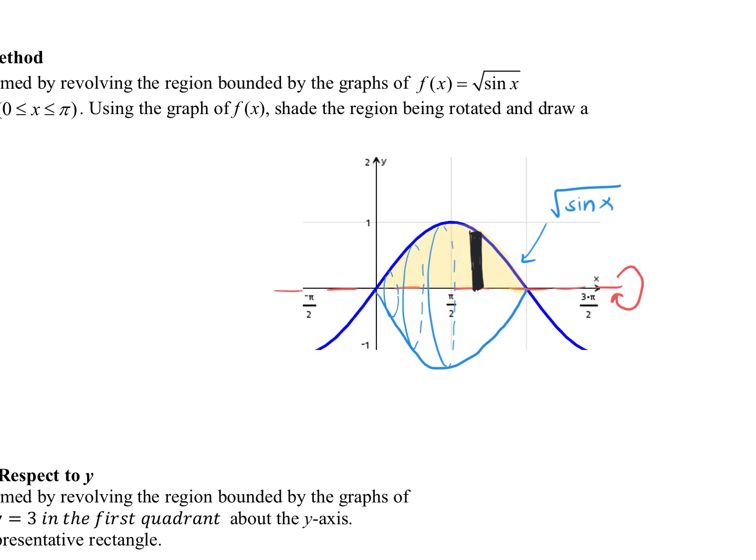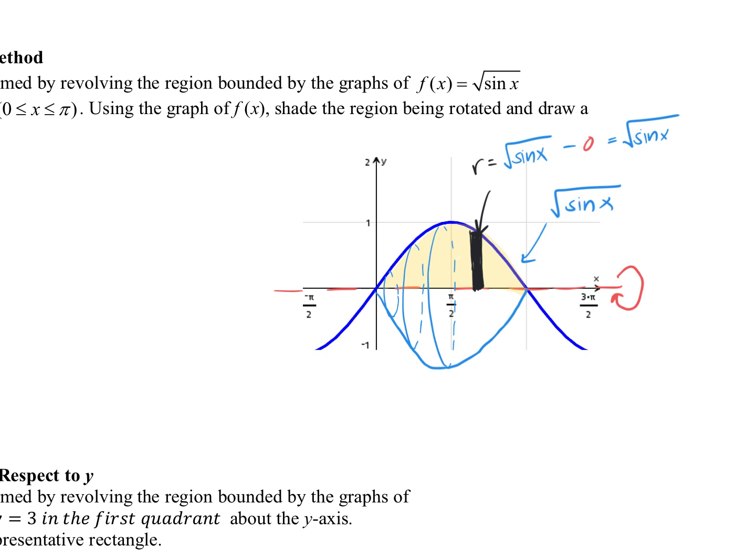And to figure out what this distance is, our radius is just our top curve minus our bottom curve. So I've got the square root of sine x minus 0, right? I'm subtracting that x-axis as my boundary, which just means that my radius is the square root of sine of x. Does that make sense? That piece right there colored in black is just the square root of sine of x.